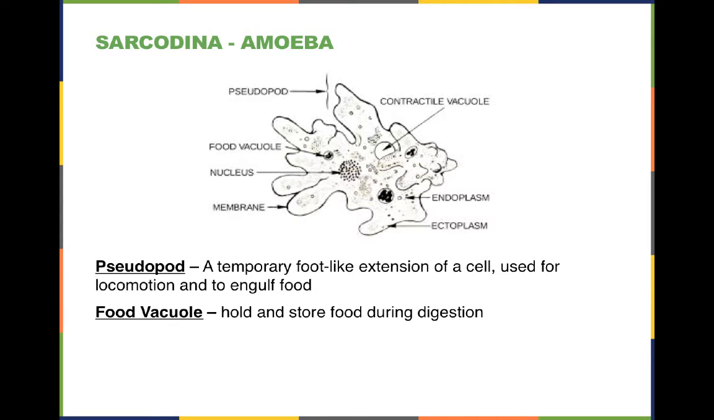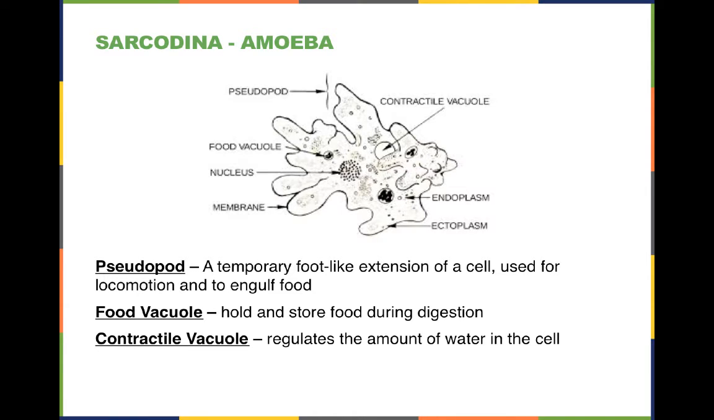A second structure within the cell, which we can see one of these right here, is a food vacuole. Once the pseudopods surround food, it's taken into the amoeba, and eventually the pseudopods become an internal structure that has the food within, and this is known as a food vacuole. Another type of vacuole is shown here, and this regulates water within the cell and is called the contractile vacuole.